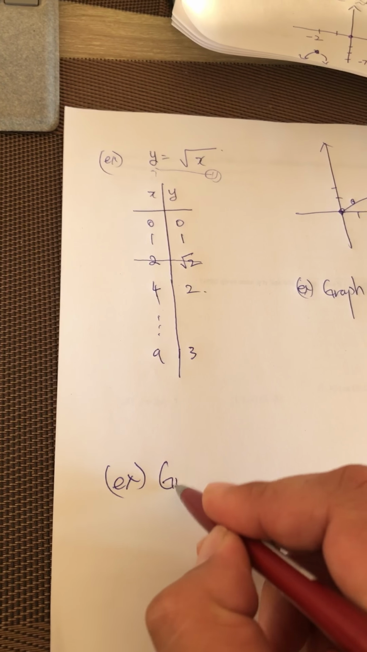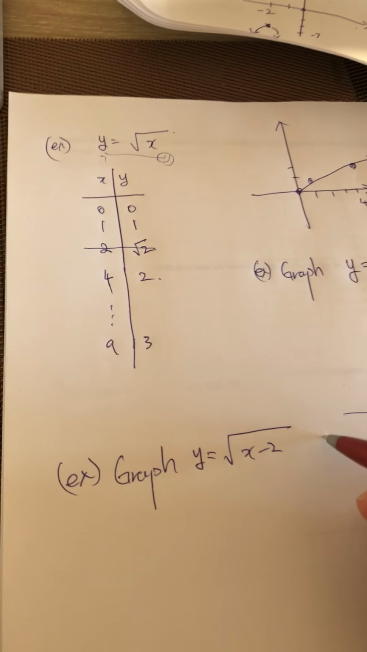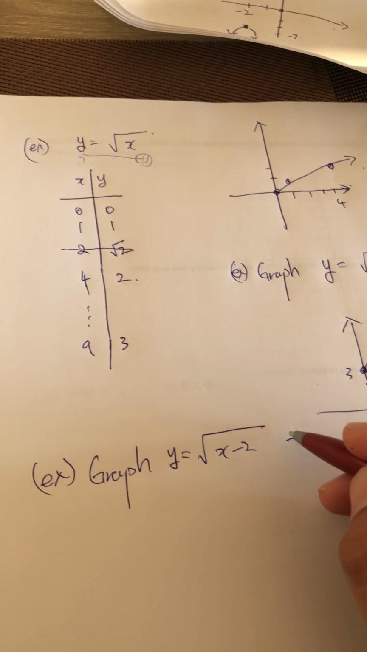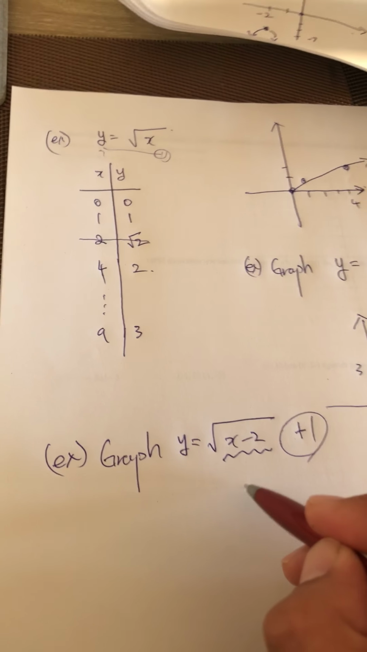Okay. Now let me give you another one, which will be graph y equals radical (x minus 2) plus 1. So we know this is vertical. Now, what do you think this will be then?